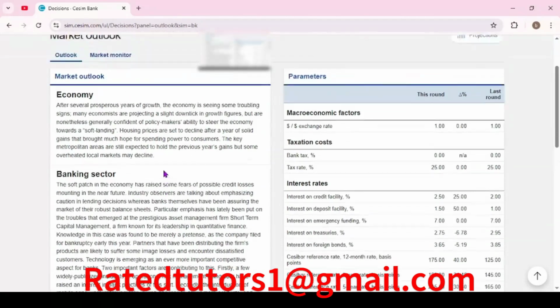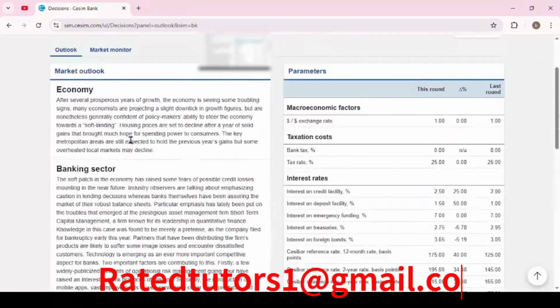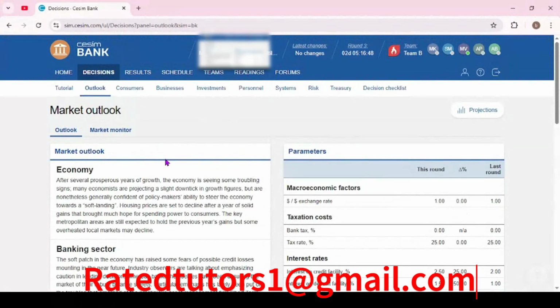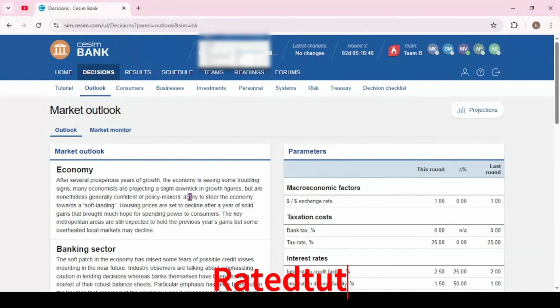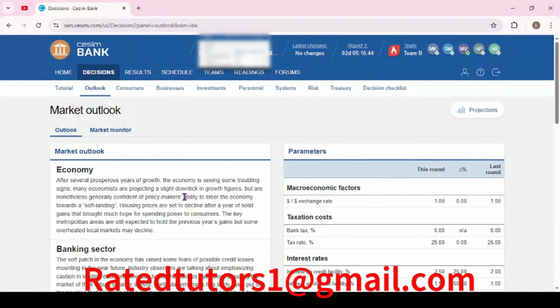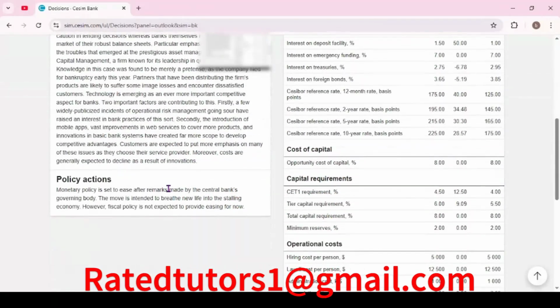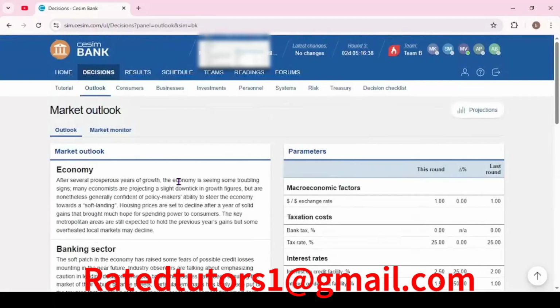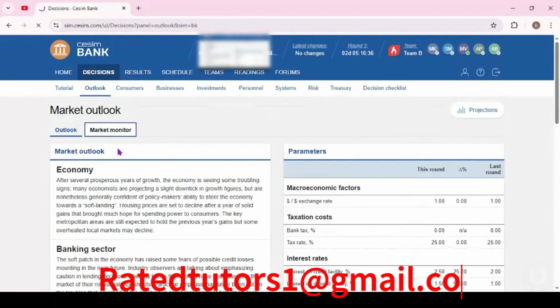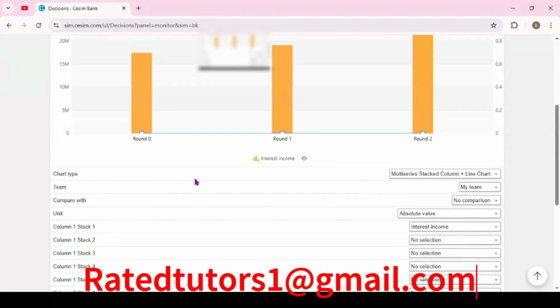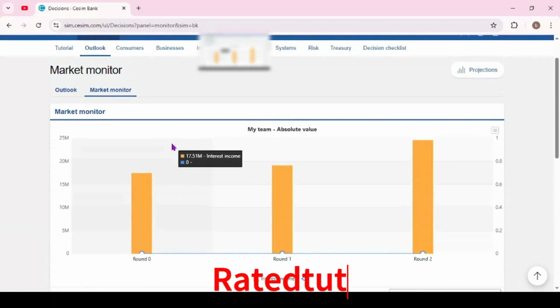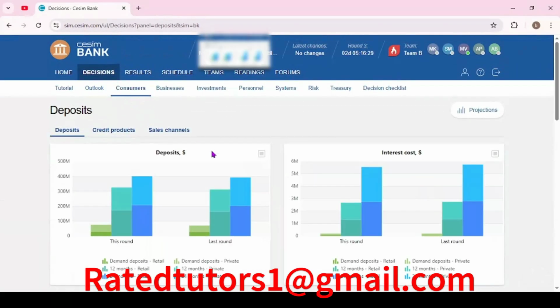It's good to go through the market outlook and know what the market wants, so that you can know what people need from your bank, or what is going on in the market, or whether we have new policy actions in this round. Also, you have the market monitor, which you can go through and check. And then we shall go to our first department, which is the consumer.